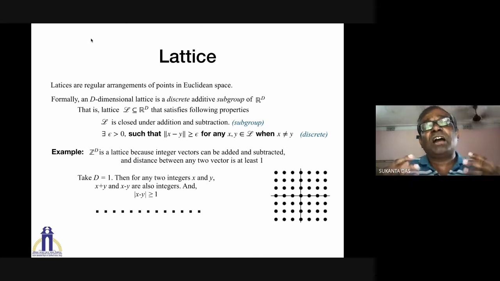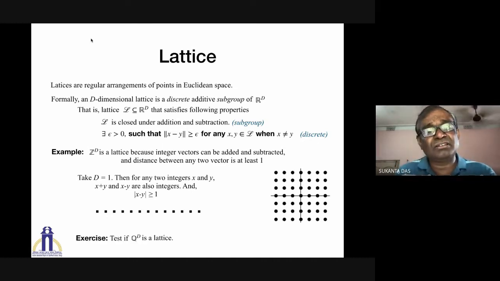But if I take an arbitrary subset of R to the power d, will it be a lattice? This is an exercise. So test if Q to the power d, Q is the set of rationals, is a lattice. 1 by 2, p by q, we call it rational, where p and q both are integers.